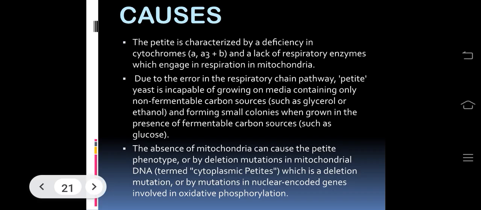Causes. The petite is characterized by a deficiency in cytochromes a, a3 and b, and a lack of respiratory enzymes which engage in respiration in mitochondria. Due to the error in the respiratory chain pathway, petite yeast is incapable of growing on media containing only non-fermentable carbon sources such as glycerol or ethanol, and forms small colonies when grown in the presence of fermentable carbon sources such as glucose. The petite phenotype can be caused by the absence of mitochondria, by deletion mutations in mitochondrial DNA termed cytoplasmic petites, or by mutations in nuclear encoded genes involved in oxidative phosphorylation.